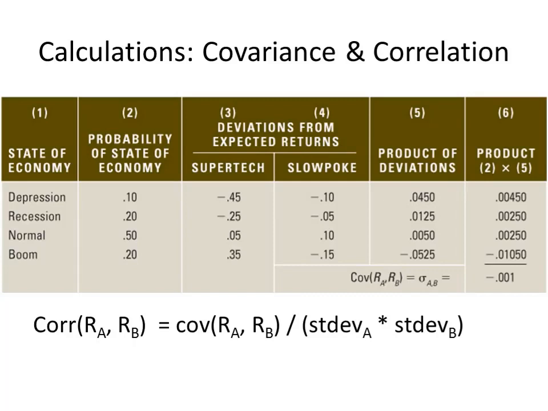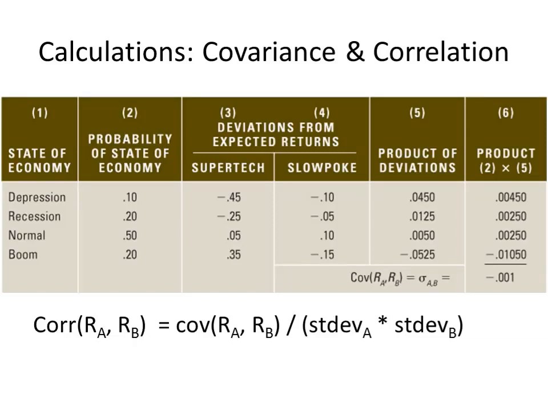Now, why is that important? Well, if both stocks are moving in a positive direction, when you multiply them together, you get a positive product of deviations. If both stocks are negative, then when you multiply them together, you get a positive. And so a positive product of deviations means that the stocks are headed in the same direction. And therefore, if we get a negative product of deviations, as we do during boom times, then we know that the stocks are headed in opposite directions.